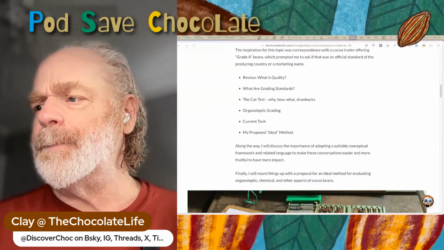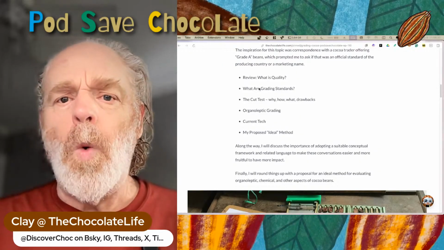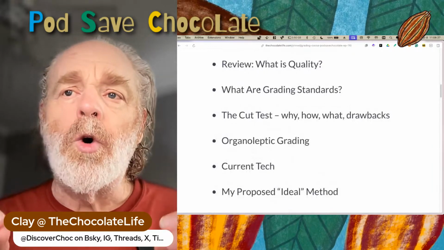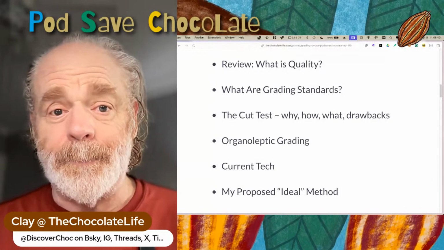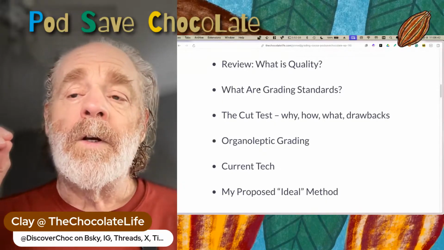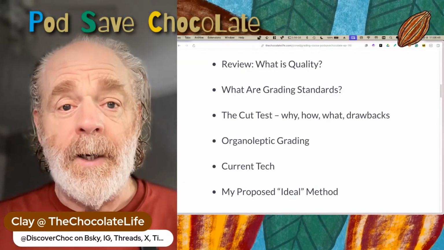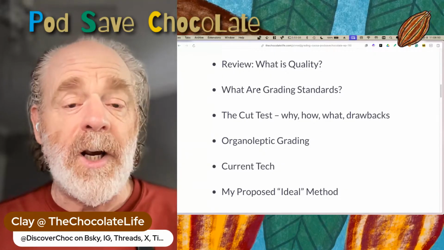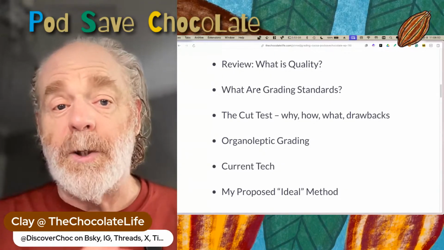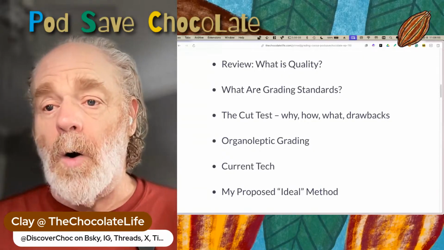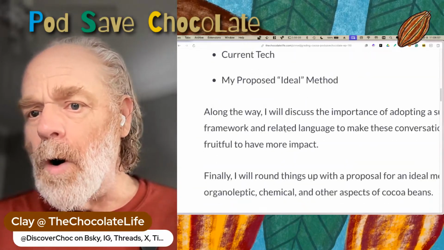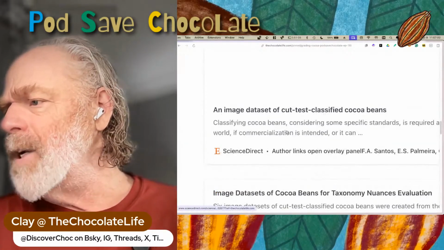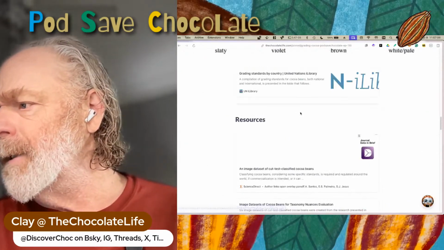So before we go there, what is quality? What are grading standards? I'm going to zoom this up a little bit. Grading standards are typically sets of criteria to determine, in a particular producing country, how to define beans with specific characteristics. So in Ecuador, let me scroll through here. I do have an image that I want to show to everybody.